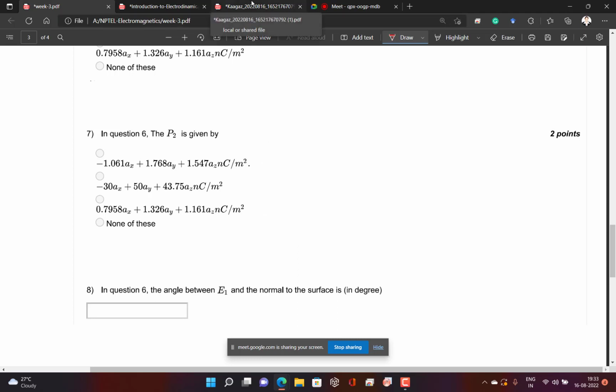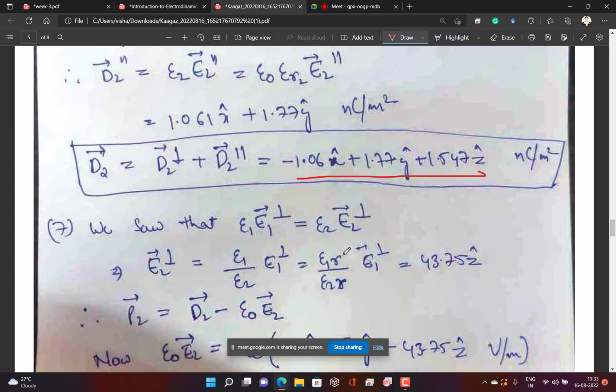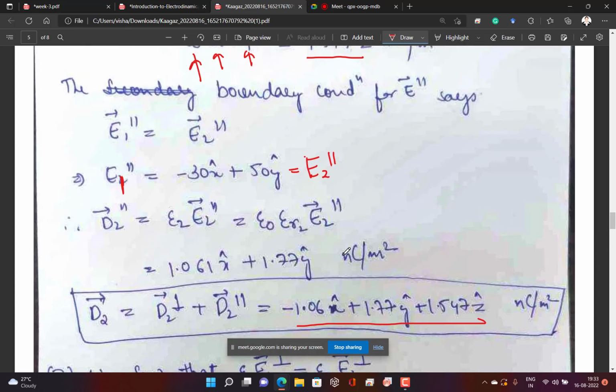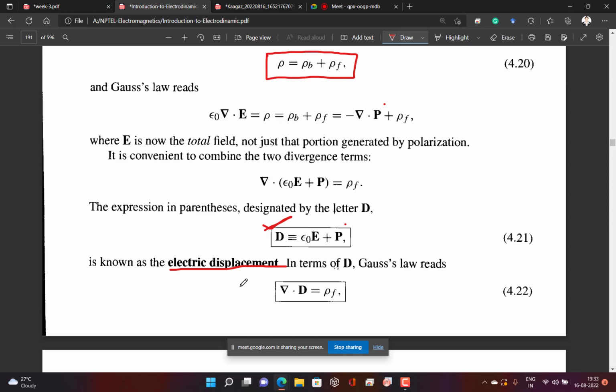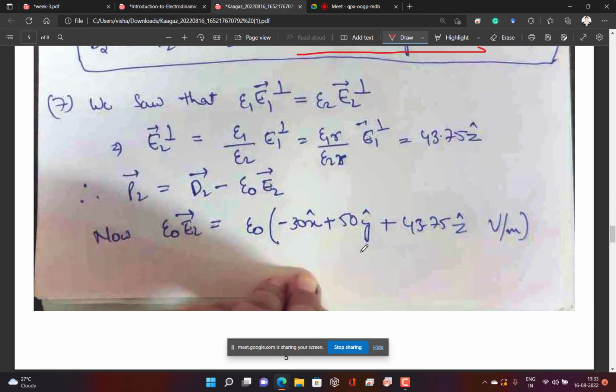P, which is equal to D minus epsilon D. Your voice is not very clear to me. Can you repeat? Go ahead. Polarization P is equal to D minus epsilon naught E. Epsilon naught E. That formula, good. So let's go ahead.